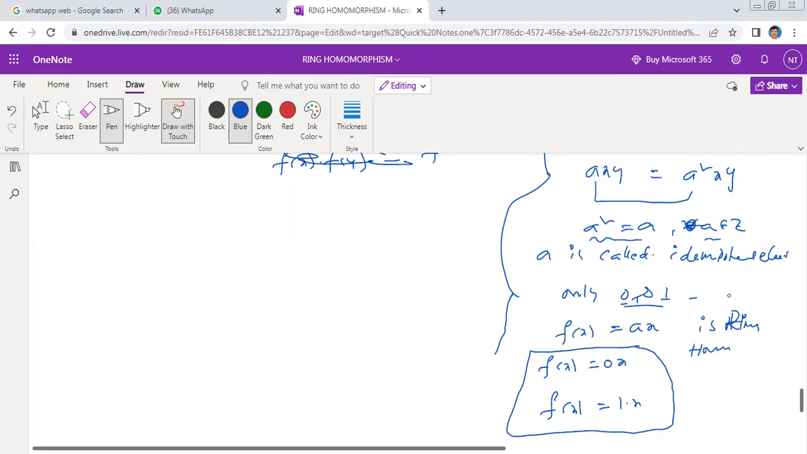The idempotent elements in Z, the a is called an idempotent element in Z. So the only elements are 0 and 1. Therefore, f of x equals ax is a ring homomorphism when a equals 0 and a equals 1. These are the only two ring homomorphisms. So for finding the homomorphisms, we need to check the idempotent elements.